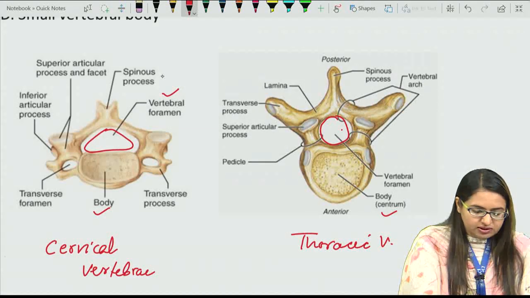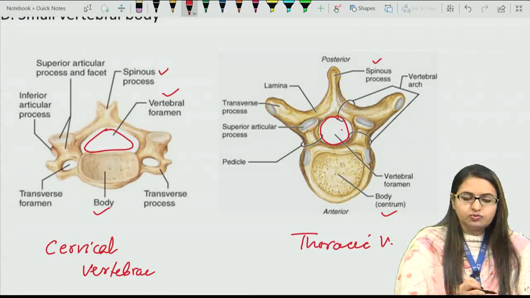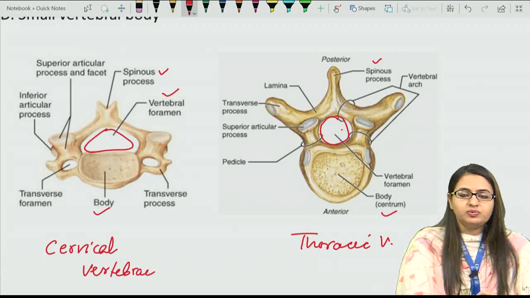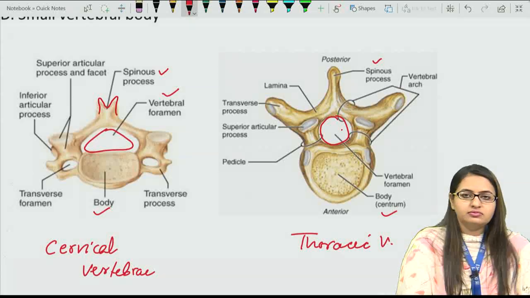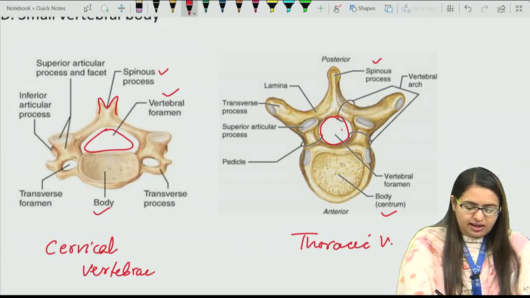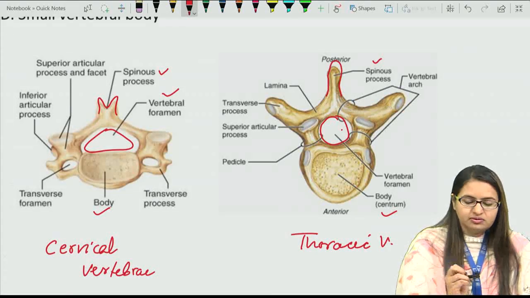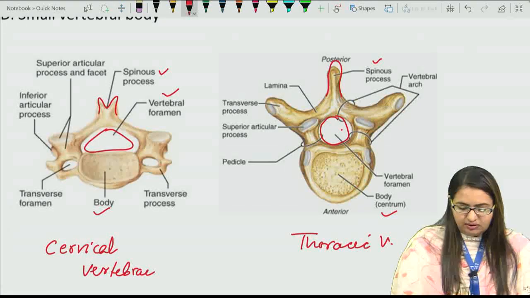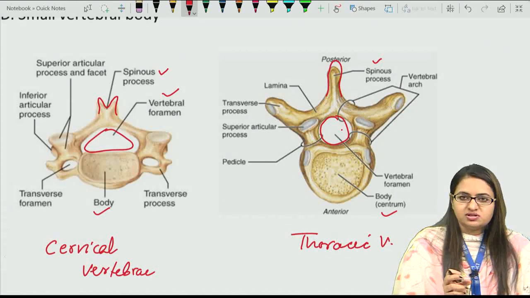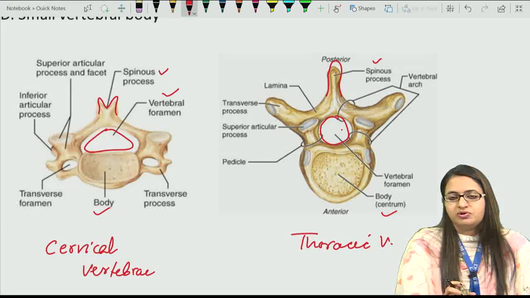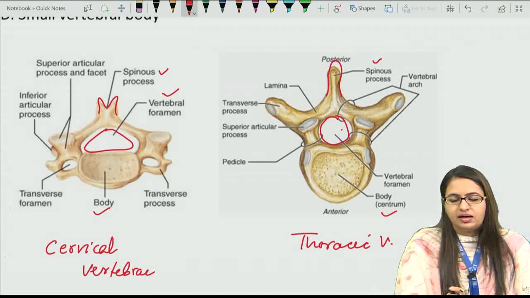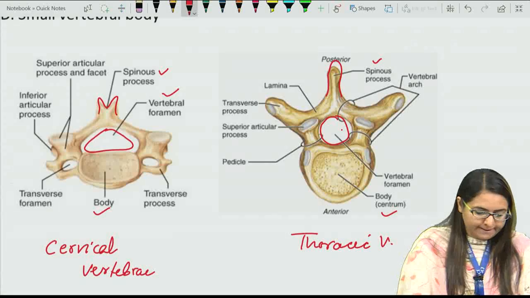Now if we compare the spinous process, this is the spinous process on the posterior side. The spinous process of the cervical vertebra is mostly bifid like this. In the thoracic vertebra, the spinous processes are not bifid, they are pointed and long. If we compare with the spinous process of the lumbar vertebra, they are not bifid, but they are shorter and thicker.